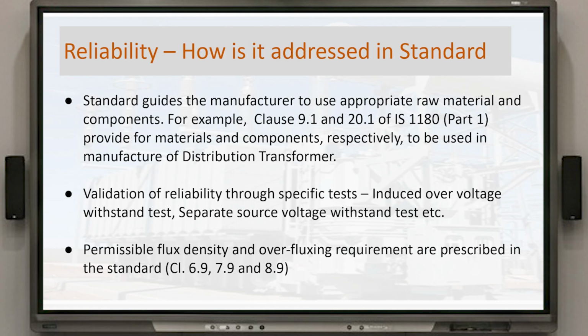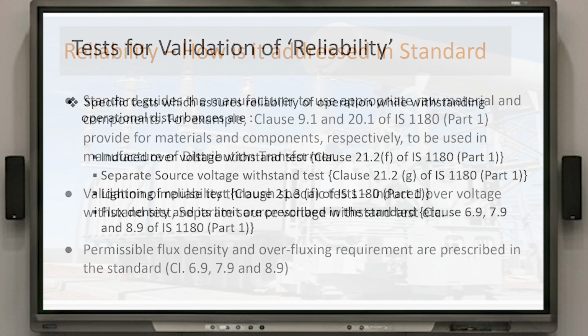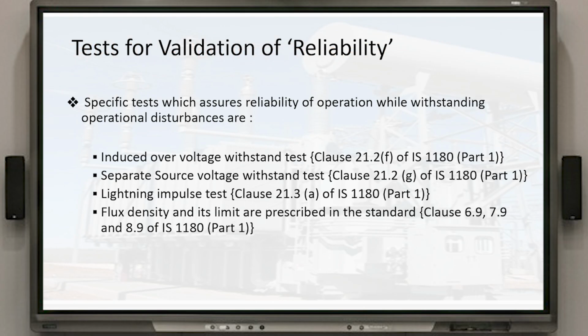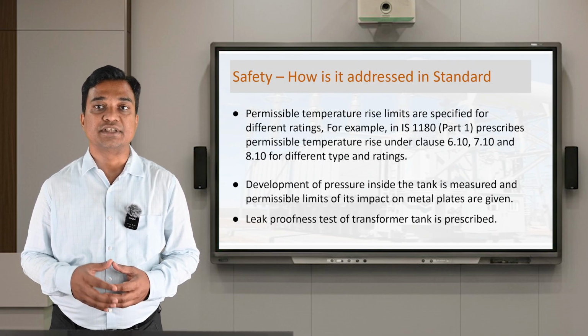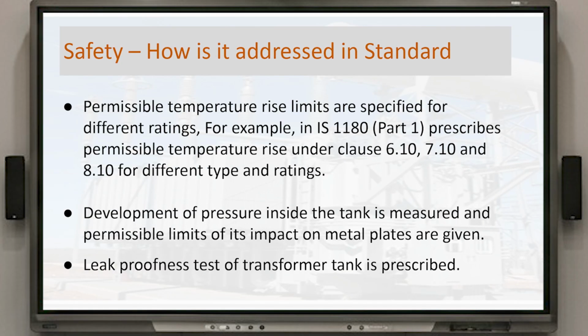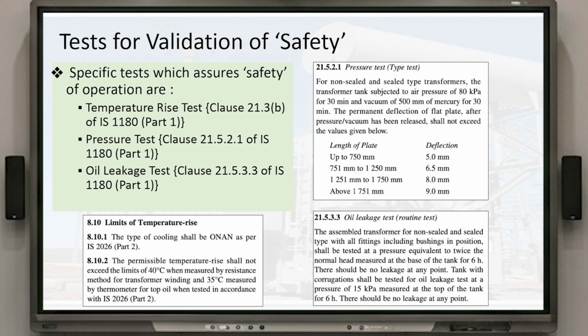Validation of reliability is done through specific tests such as induced overvoltage withstand test, separate source voltage withstand test, lightning impulse test, permissible flux density test specified in the standard. Similarly, to address safety aspects in transformers, the standard prescribes permissible temperature rise under clause 6.10, 7.10 and 8.10, limits to rise in pressure inside the tank as well as oil leakage test.